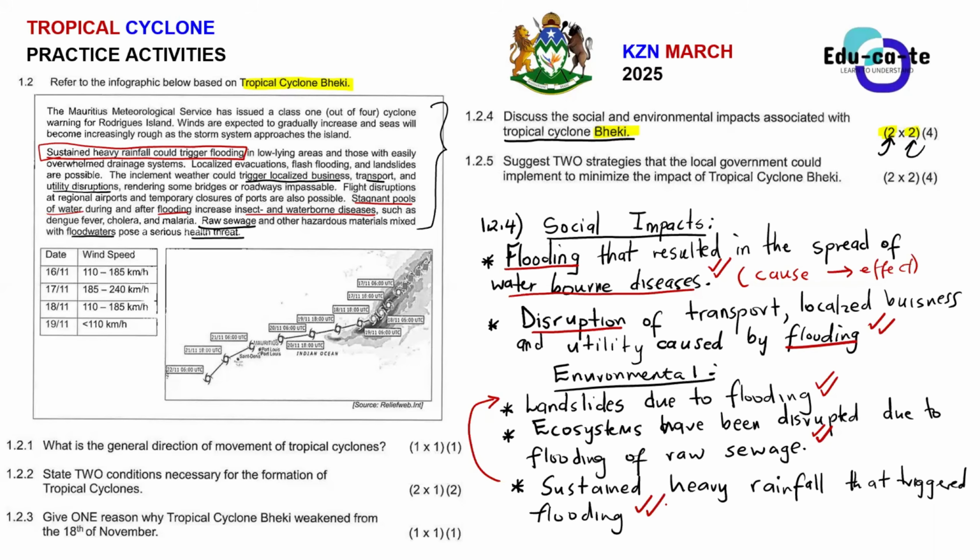Now these landslides have been triggered, they have also been caused by the flooding. Now ecosystems have been disrupted due to the flooding of this raw sewage. Everything is about flooding for this statement most of the time. So there are many other things, guys, that you can talk about here based on the extract.